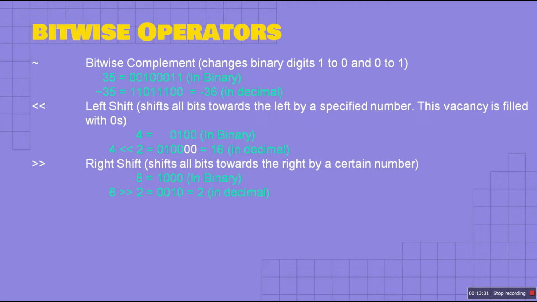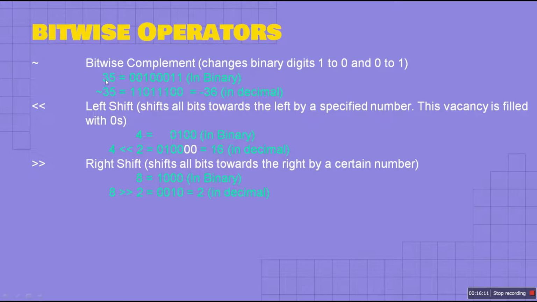Next set is the bitwise operators. Bitwise operators in Java are used to perform operations on individual bits. Bitwise operators are not commonly used, but we are going through those here just to make sure you are aware. So the first one here is the bitwise complement operator. It changes the binary digit from 1 to 0 and from 0 to 1.